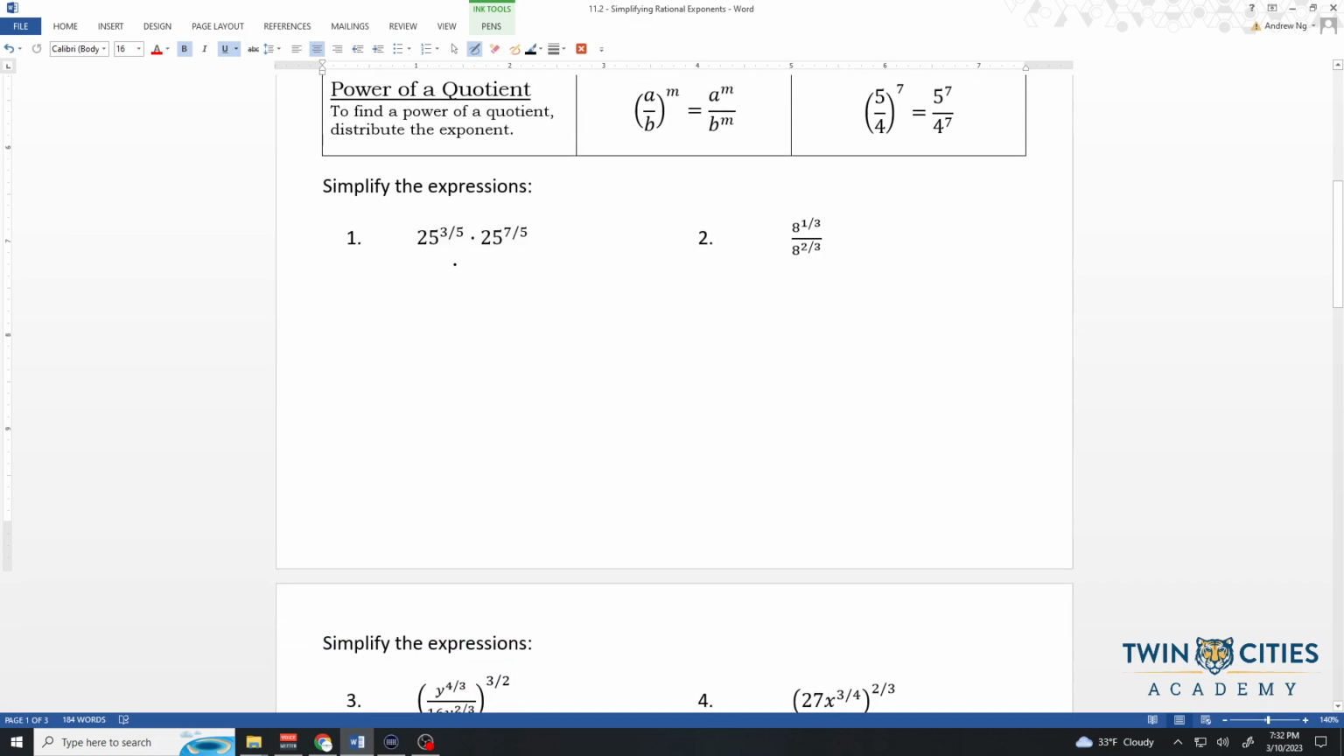So 25 to the 3/5 times 25 to the 7/5, this will be 25 to the 3/5 plus 7/5, which is 25 to the 3 plus 7 is 10/5, otherwise known as 10 over 5 is 2, 25 squared. And 25 squared is 625.